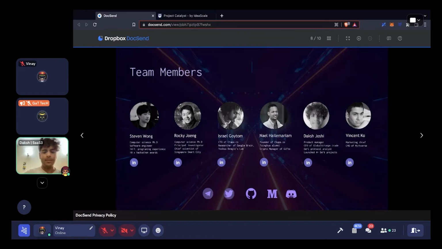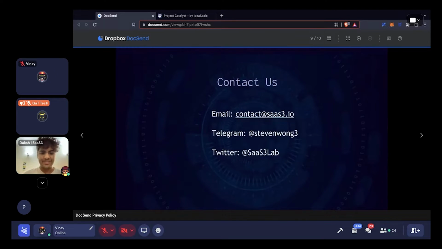So these are the team members. Let me just quickly introduce. Steven is here today. He's the CEO, and Rocky is the CTO. Steven is a computer science PhD from Chinese University of Hong Kong. Rocky is a computer science PhD again, from Nanyang Technological University. We have Israel and Nile. They are both the CTO and the founder of Chapa. Chapa basically is another blockchain-based startup. They're trying to integrate payment gateways with crypto. Then we have me, and we have Vincent as our chief marketing officer.